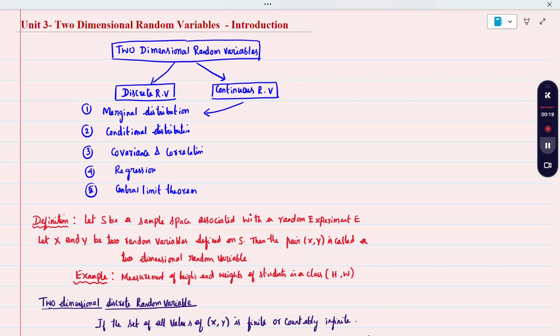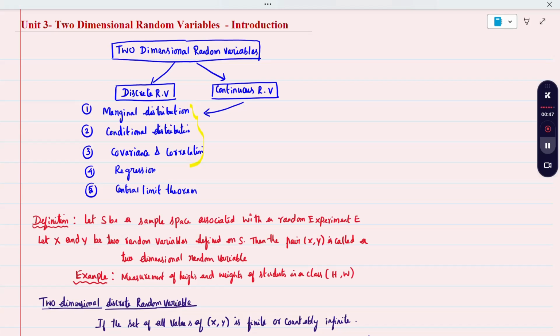Marginal distribution, conditional distribution, covariance and correlation, regression, and central limit theorem. The first four topics are for discrete and for continuous. The central limit theorem is different. It covers both discrete and continuous, and it is the same single model.